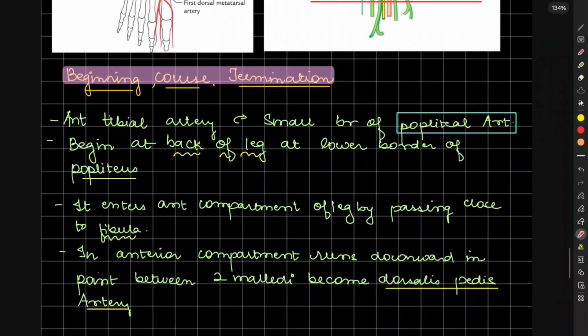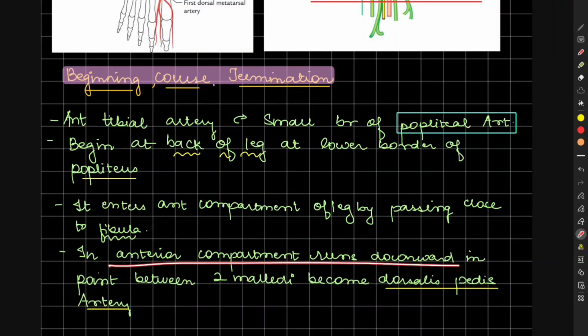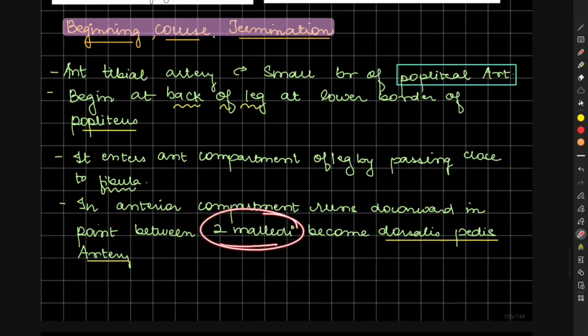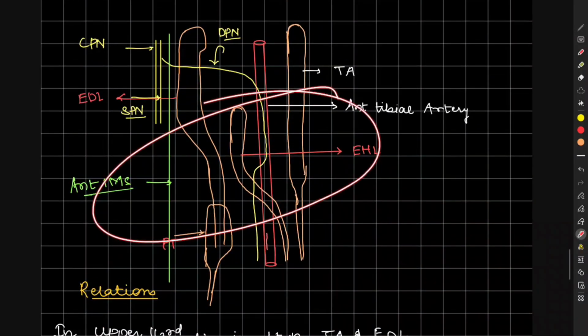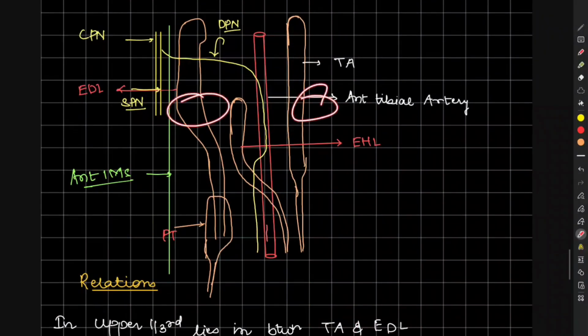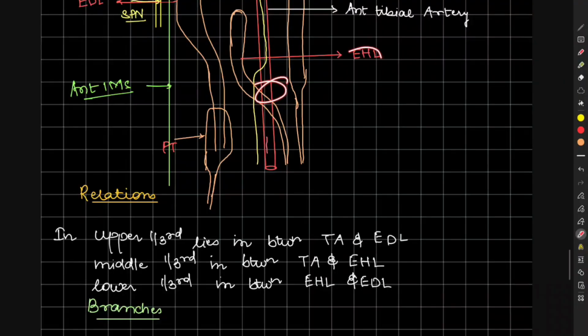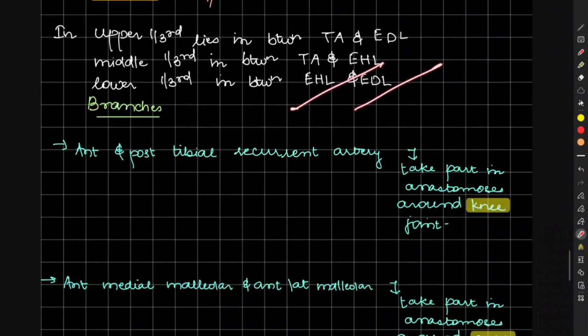Okay, now coming to the theory part, a quick review. The anterior tibial artery, a small branch of the popliteal artery, begins at the back of the leg at the lower border of the popliteus and enters the anterior compartment by passing close to the fibula. You can write opposite to the tibial tuberosity. In the anterior compartment, it runs downwards to the point between the two malleoli and becomes the dorsalis pedis artery. This is the line diagram where you can write the relations: upper one-third, tibialis anterior and extensor digitorum longus; middle one-third, tibialis anterior and extensor hallucis longus; lower one-third, extensor hallucis longus and extensor digitorum longus.